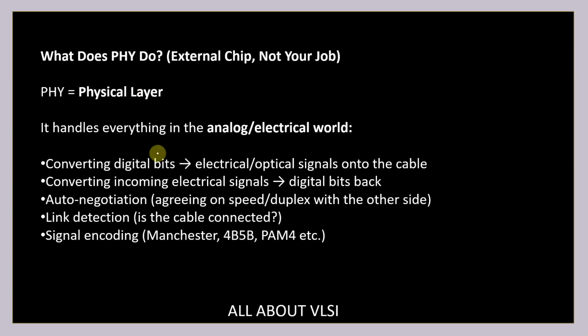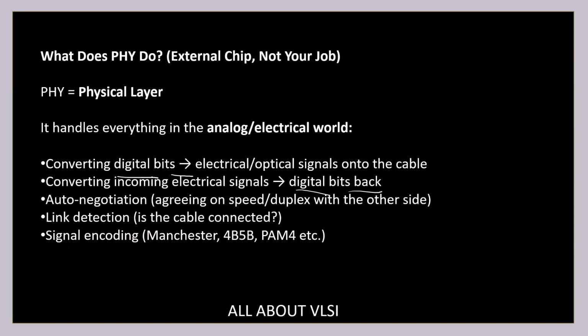So what is the physical chip going to do? It converts the digital bits which the MAC is sending into electrical or optical signals according to the type of wire we are going to use, and converts incoming electrical signals into digital bits so that our MAC controller can use them. It also does auto negotiation, that means agreeing on speed or duplex with the other side, link detection, that is whether the cable is detected or not, and speed and signal encoding. All of this the physical chip is going to do.